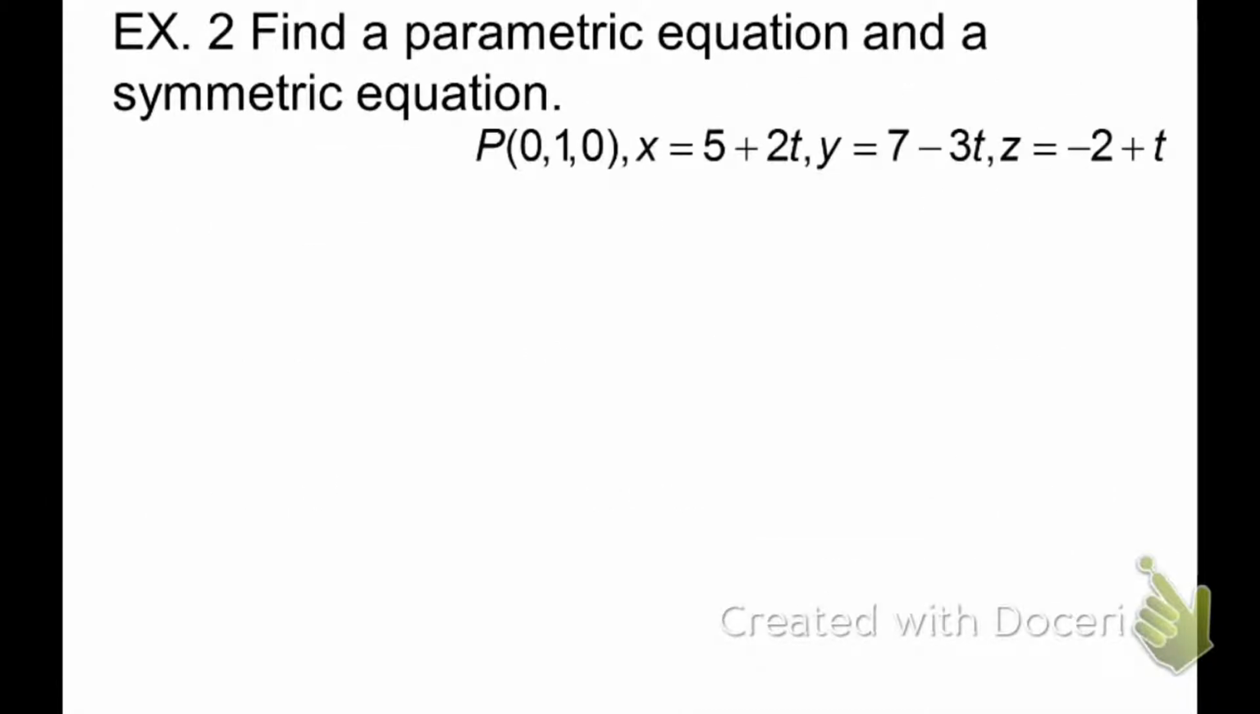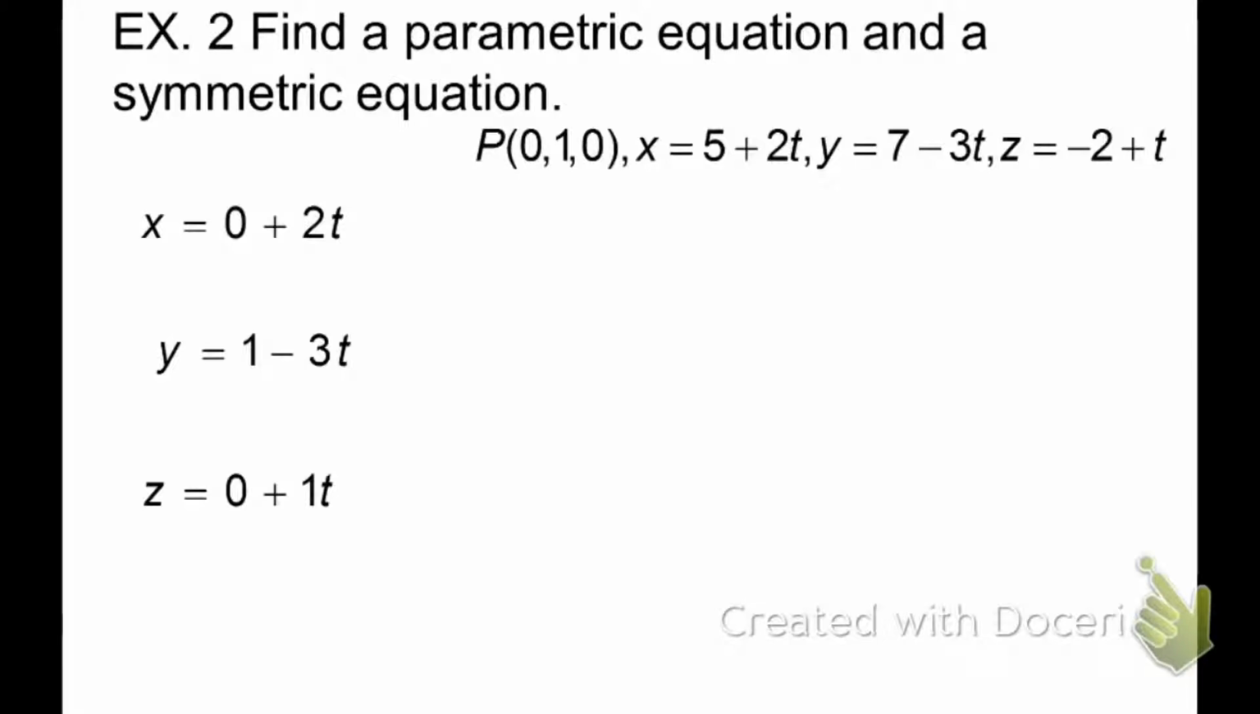Okay, example 2 is saying the same thing. We have a point 0, 1, 0, and we already have three parametric equations for a plane that is parallel to this one. So what I'm going to do is, since I know that the point 5, 7, negative 2 is another point that's on that plane, I'm going to replace 5, 7, negative 2 with the point on the plane that I want, so 0, 1, 0. So x will equal 0 plus 2t, y will equal 1 minus 3t, and z will equal 0 plus 1t. So all I did was replace the 5, 7, negative 2 with 0, 1, 0.